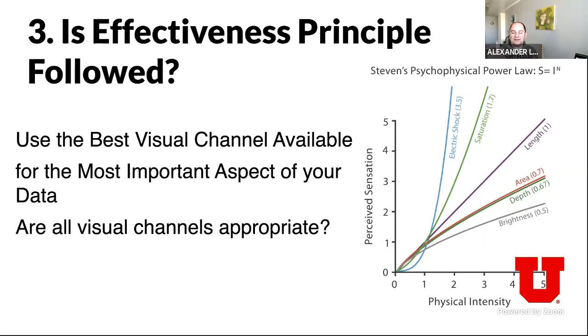So the next step would be to think about what is the most important aspect in this chart. Does it use the best visual variable available? Basically, does it use position smartly? And if it doesn't, then what does it use instead? Why is that being used? What are some of the considerations? And are all of these visual channels appropriate? And here you should critique, right?